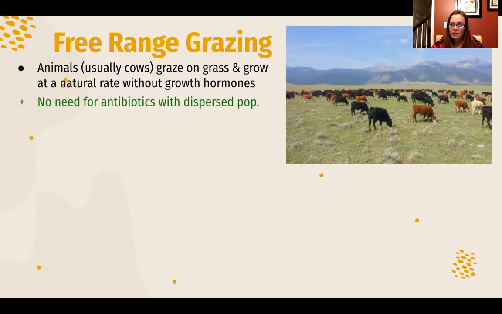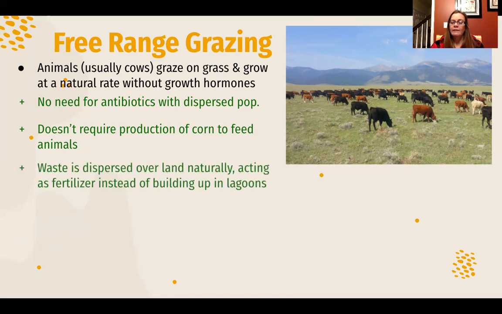Because the population is more spread out, there's no need for antibiotics. It doesn't require the production of grain, alfalfa, or corn to feed the animals. And the waste is dispersed over the land naturally, which means that it acts as a fertilizer for those grazing areas instead of building up in lagoons.